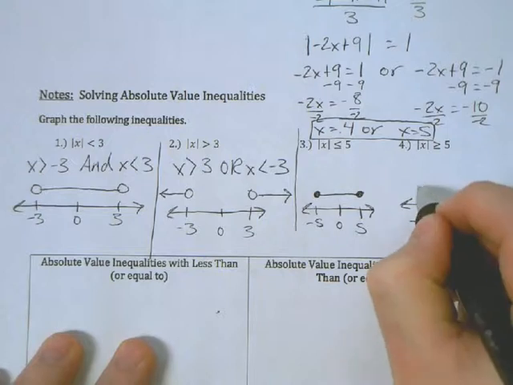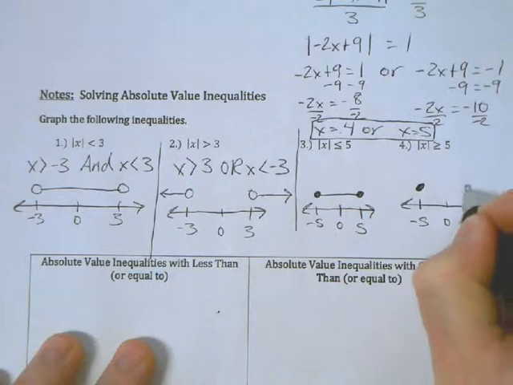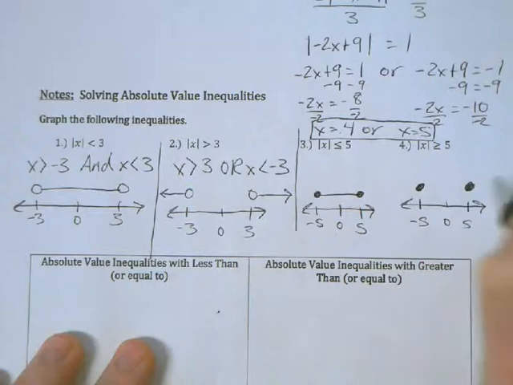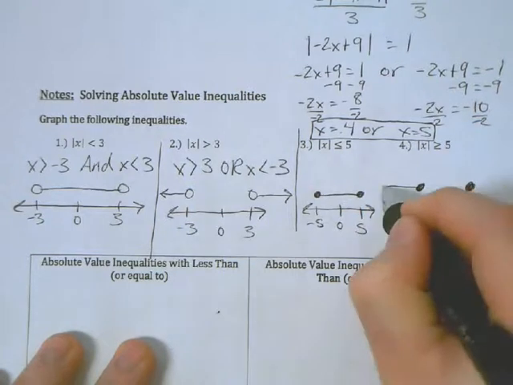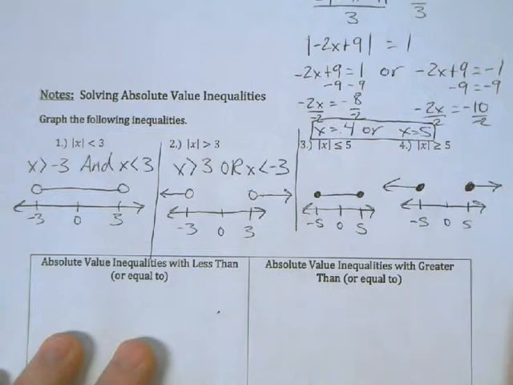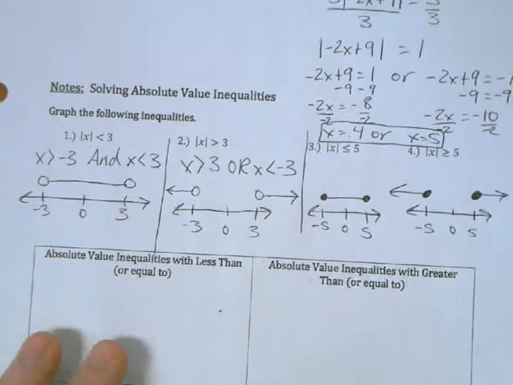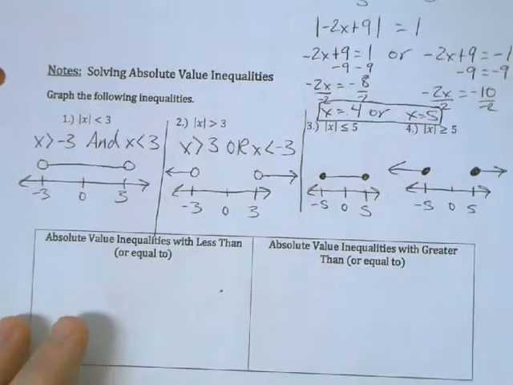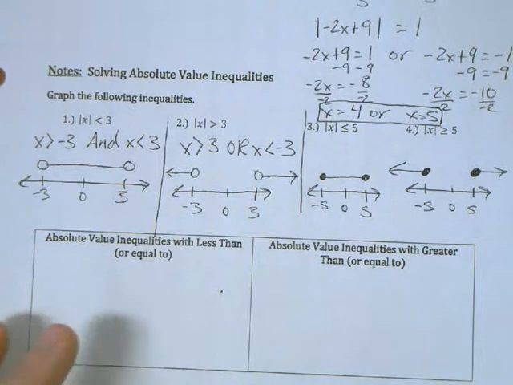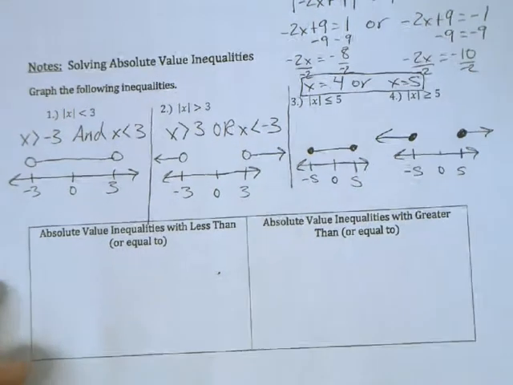So what's that look like on the number line? Good. Alright. We should have noticed some patterns here.